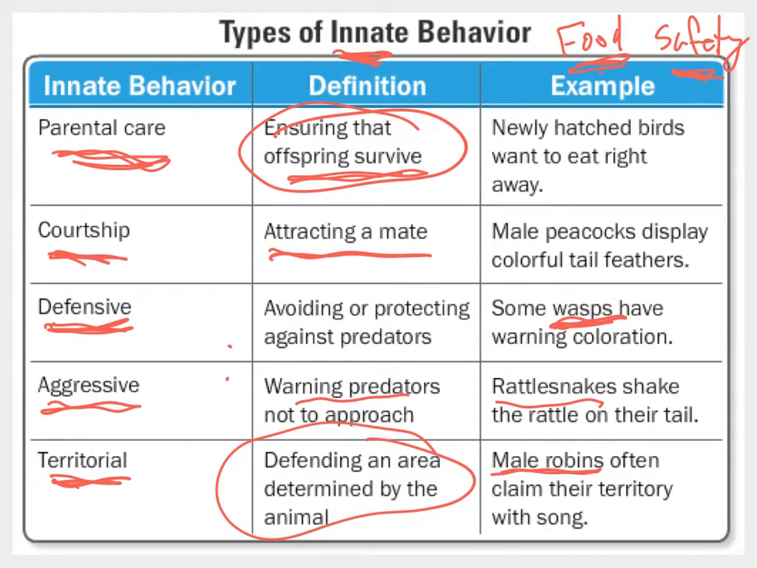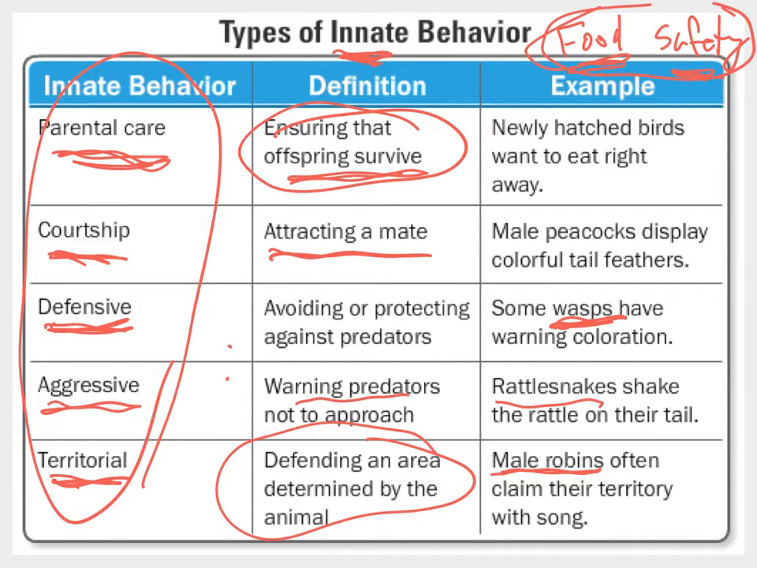So these are just some examples, but these are our 5 behaviors or types of innate behaviors. These are the ones that we're born with. And remember, those deal mostly with food, safety, and propagation of the species.